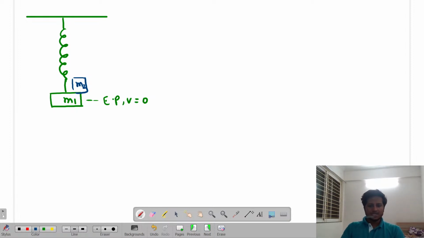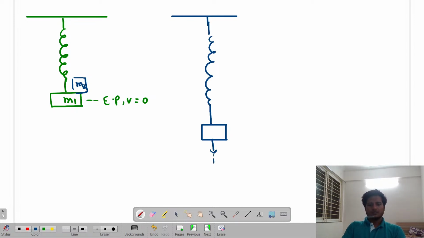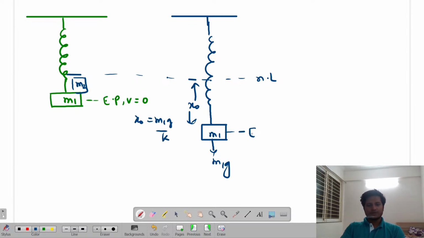So look carefully: what will the initial expansion be? First, m1 itself will be at some initial expansion, meaning m1 will be at some expanded length. This is my m1g, this is m1. So the initial expansion from the natural length, let us just call this x naught. I have drawn this wrong, but okay, it's not of use. So x naught is equal to how much? m1g by k. That's my equilibrium point.